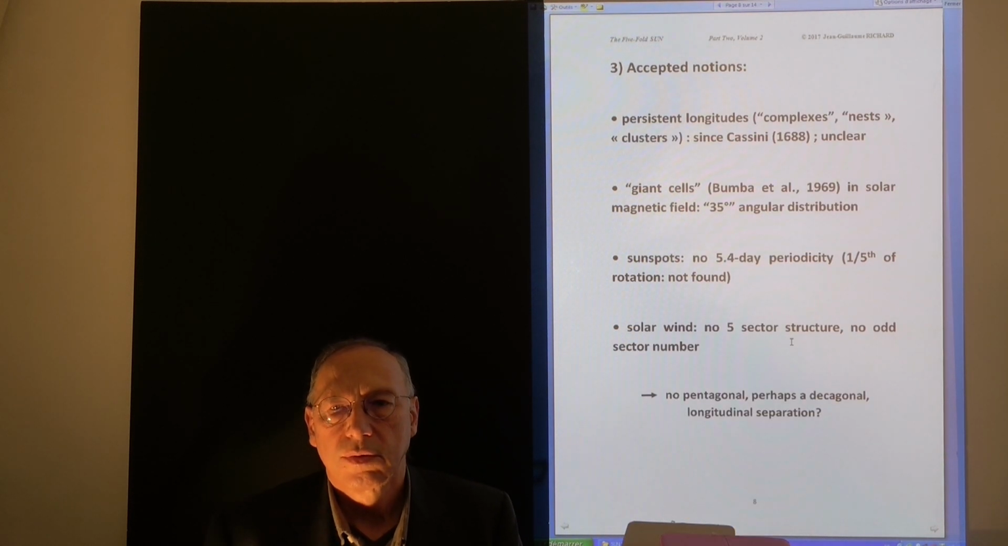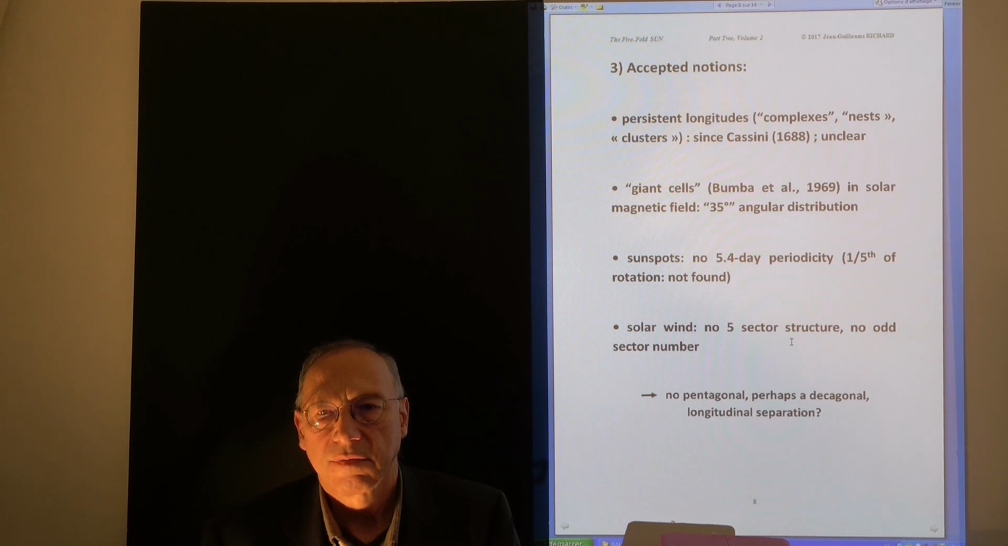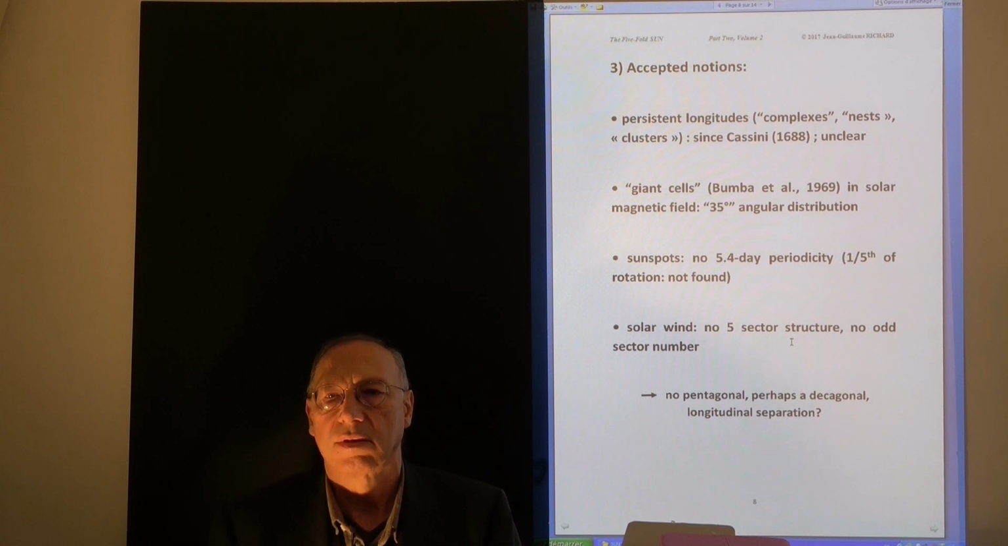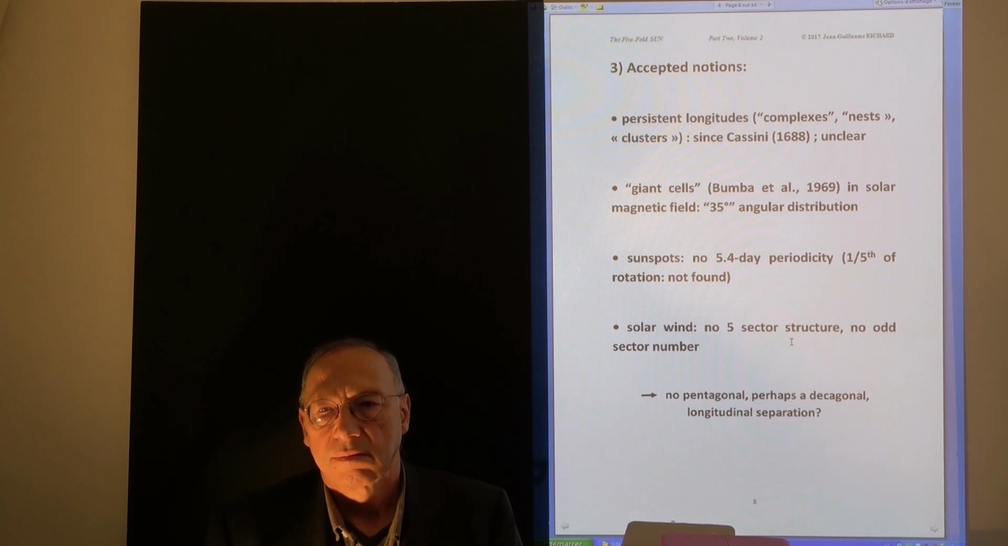We turn now to the accepted notions in the field of longitudinal studies of the solar ball. First of all, in the literature, there has always been a discussion of the presence of persistent longitudes. Cassini in 1688 first asserted that he saw sunspots returning to the same positions after decades.